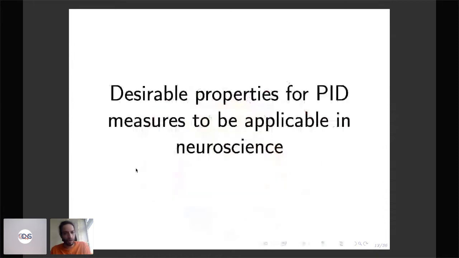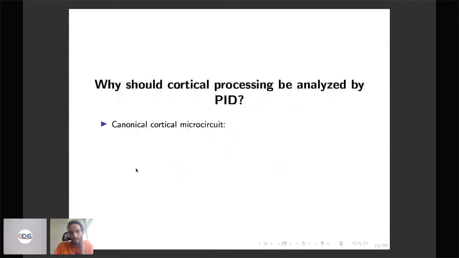So now let's move a little bit to neuroscience. We said that we need to define a PID measure in order to quantify these quantities. So we're asking ourselves, what are the desirable properties in order to make this measure applicable to neuroscience? I will start with this example. Why would we even use PID for neuroscience? I will motivate by this example. Why should we analyze cortical processing using PID?